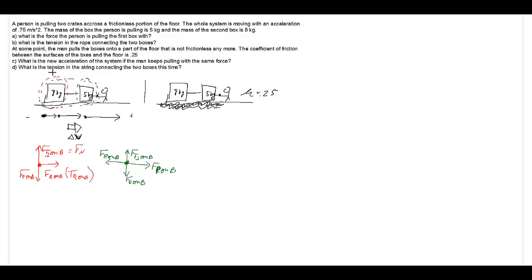Okay, so let's call this box 1, and we'll call this box 2. So this would be on box 2, and then this will be box 1. There we go. And notice that this arrow should be bigger than this one because the whole system is accelerating to the right, so this arrow obviously has to be bigger.